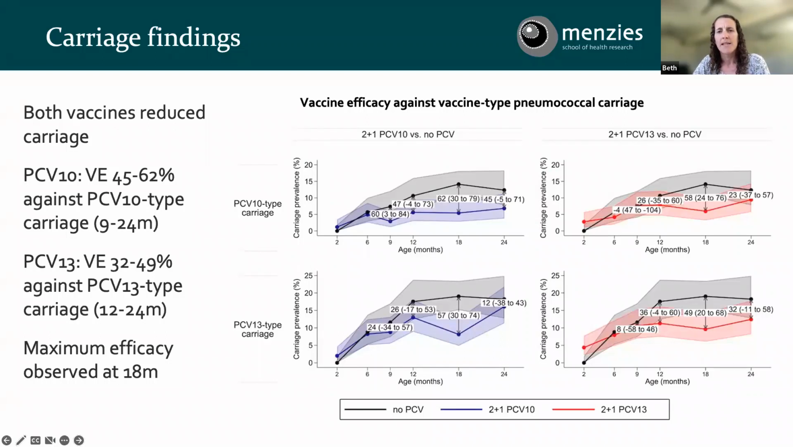And here we see the maximum effect at 18 months of age. At this time, carriage was at its peak in unvaccinated controls and was at its lowest in terms of the post-vaccination time points in the vaccinated groups.